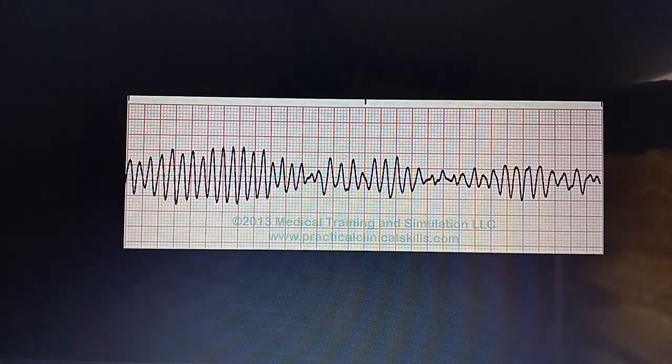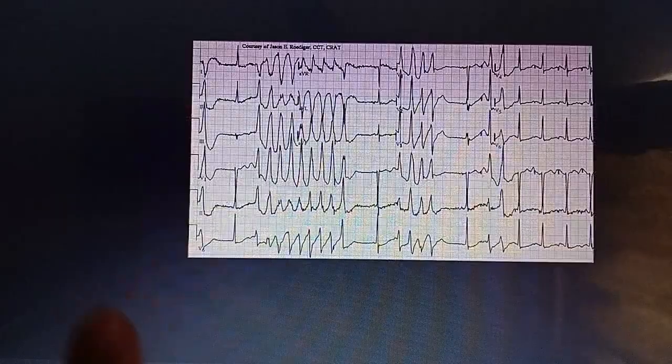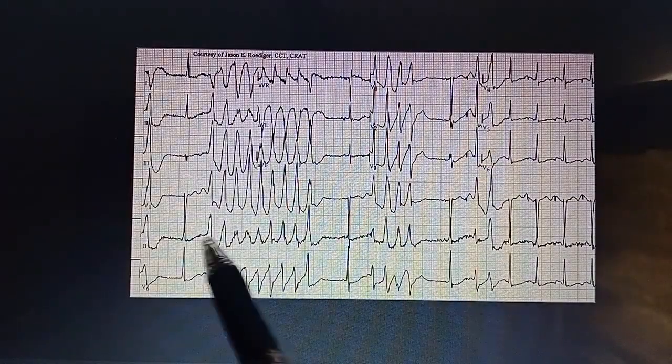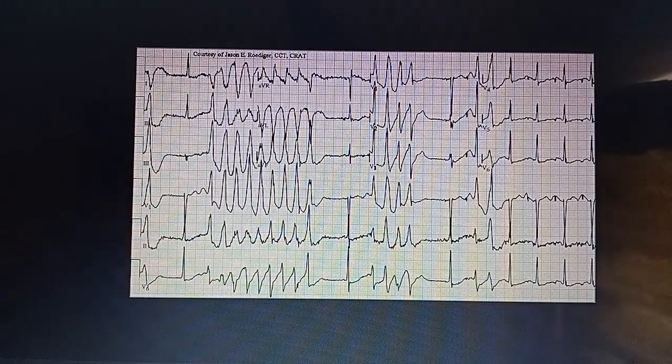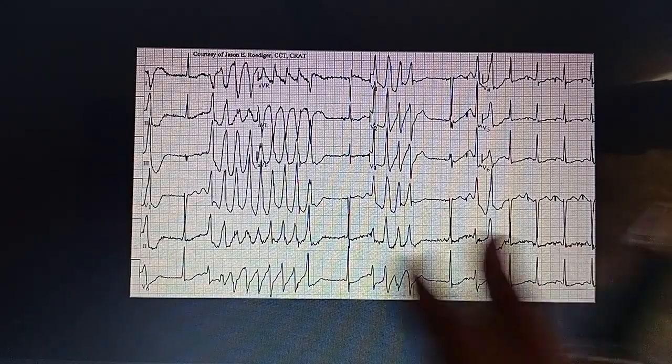So this is torsades, and this is also torsades. As you can see in the same lead, there is a polymorphic appearance. On the other hand, in ventricular tachycardia, there is a monomorphic appearance of the waves. This is also another example of torsades.